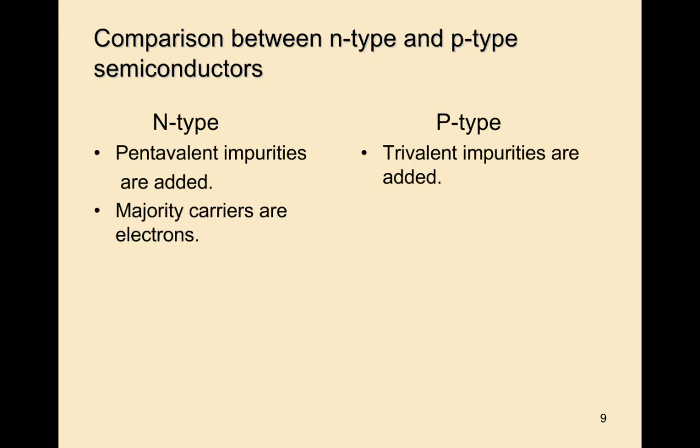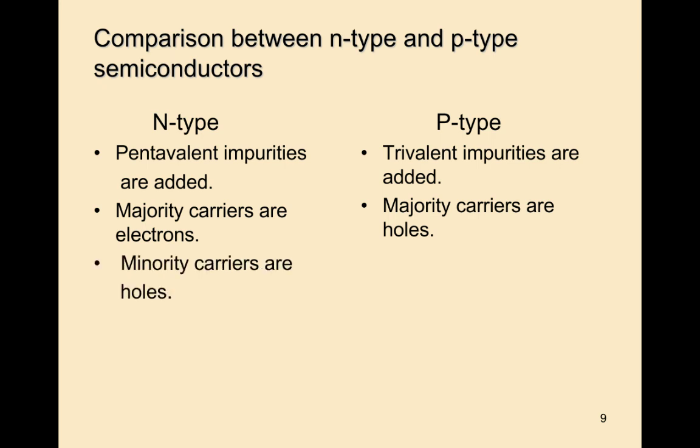Second difference: majority carriers are electrons in n-type semiconductors, and minority carriers are holes. In p-type, majority carriers are holes and minority carriers are electrons. So in p-type the majority carriers are holes, in n-type the majority carriers are electrons; in n-type the minority carriers are holes, in p-type the minority carriers are electrons.